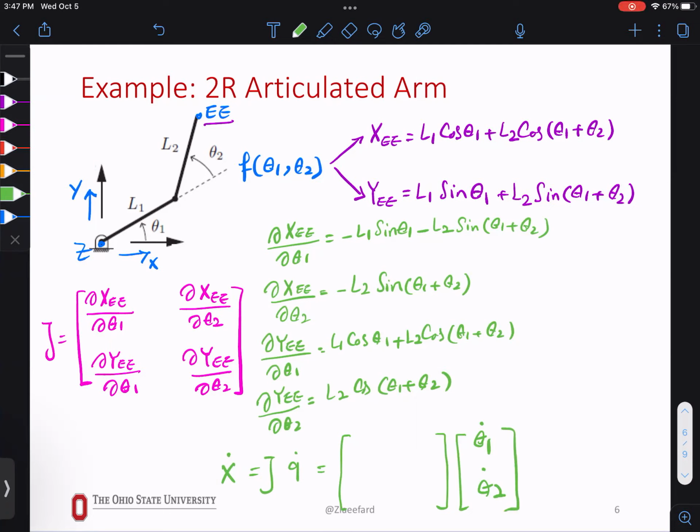All right, now you put them in here. Now this is your matrix with all the variables. You have L1, L2, theta 1, and theta 2, which you will put in here. Then this becomes the matrix that maps the joint velocities to the end effector velocities, right? So your job is to put those numbers in there.